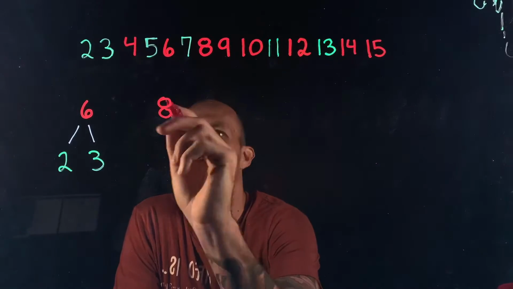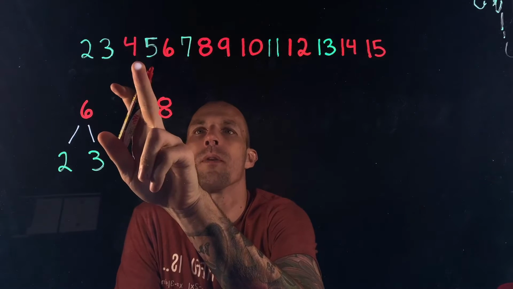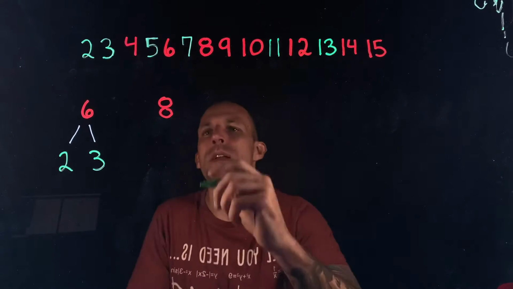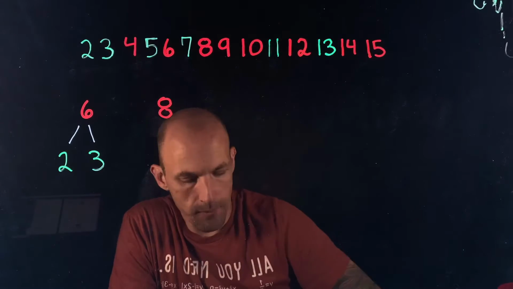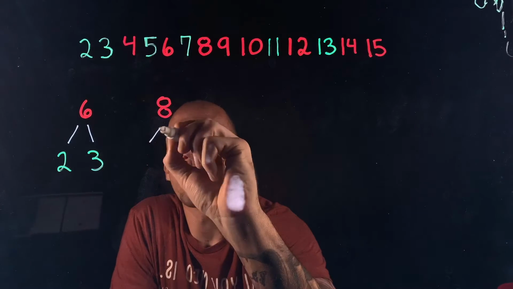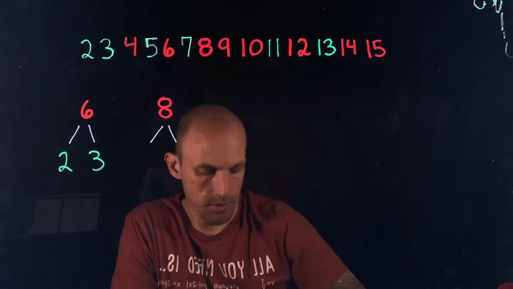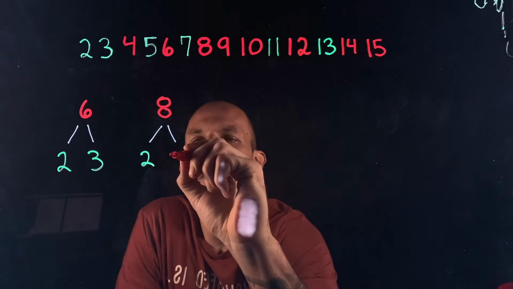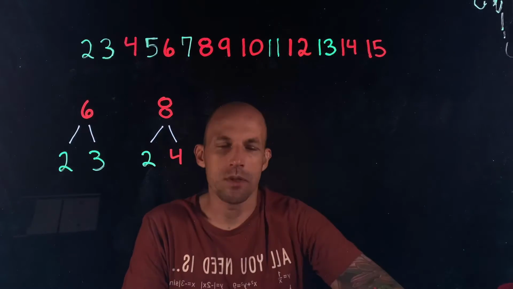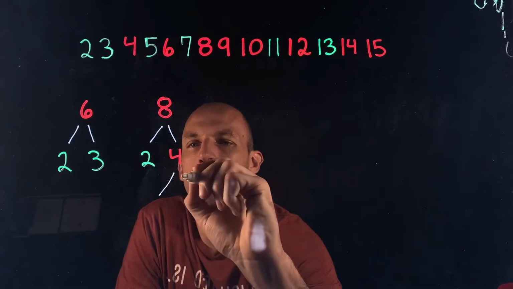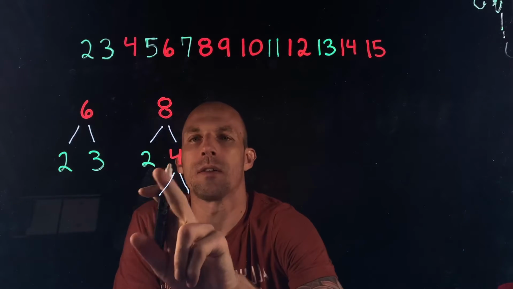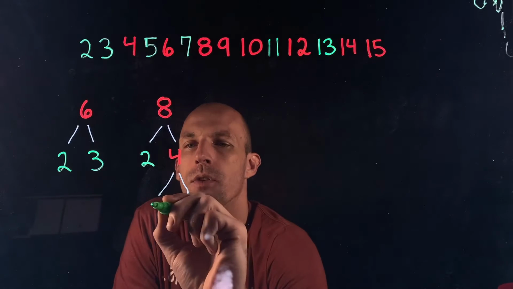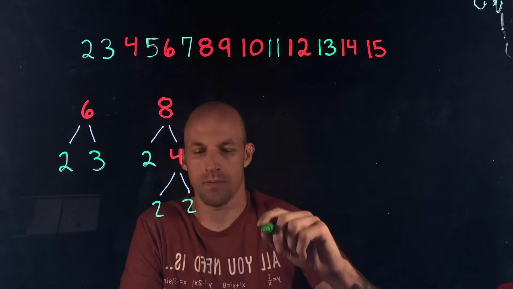8 can be divided by 2 or 4, and 4 itself can be divided by 2. So we would find our prime factorization of the composite number 8 by continuing to decompose 8 into its constituent parts. 8 is the product of 2 and 4. 4 is the product of 2 and 2.